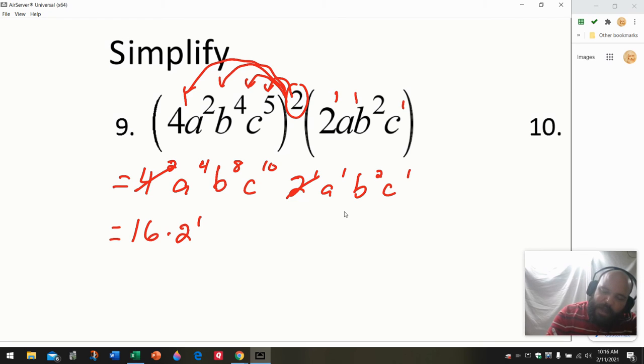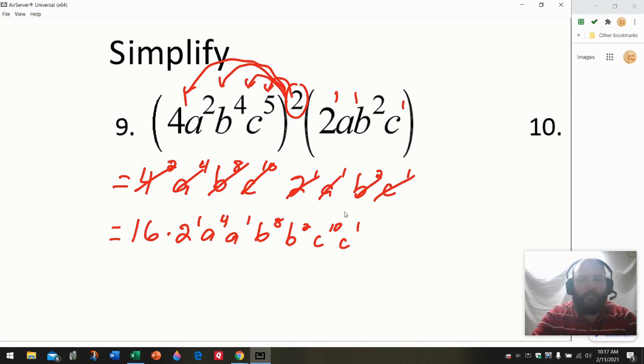The next thing I'm going to do is alphabetize the letters. So I'm going to have a to the fourth and then a to the first. Check those off. Then I'm going to have b to the eighth and b to the second. Check those off. And then c to the 10th and c to the first. Check those off. All right, so now we have the entire expression expanded and then organized based on like terms.